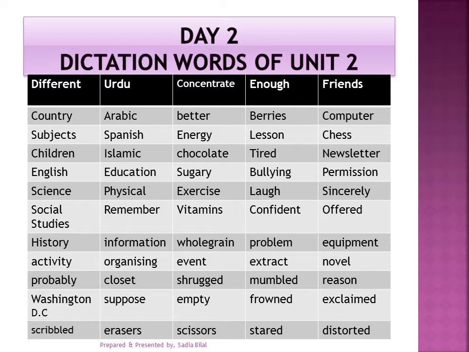Column 5: friends, computer, chess, newsletter, permission, sincerely, offered, equipment, novel, reason, exclaimed, and the last word is distorted.